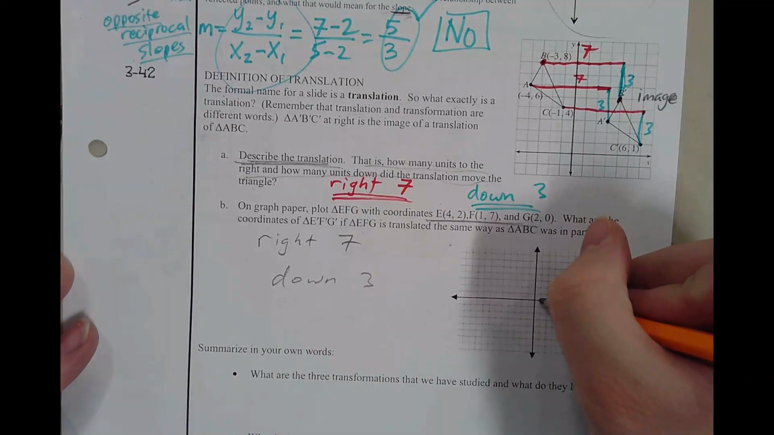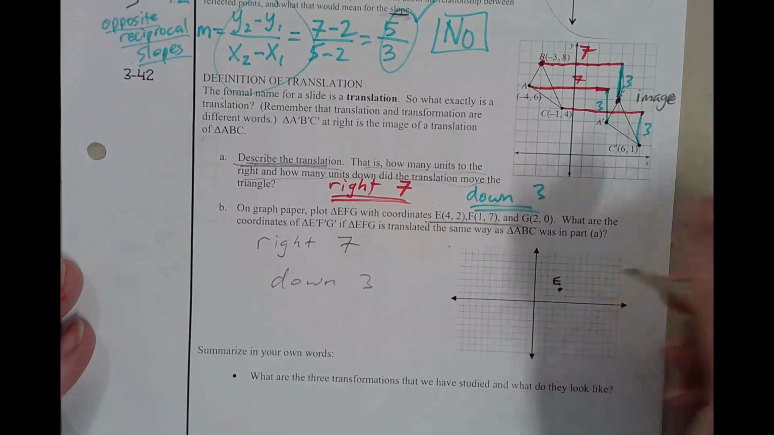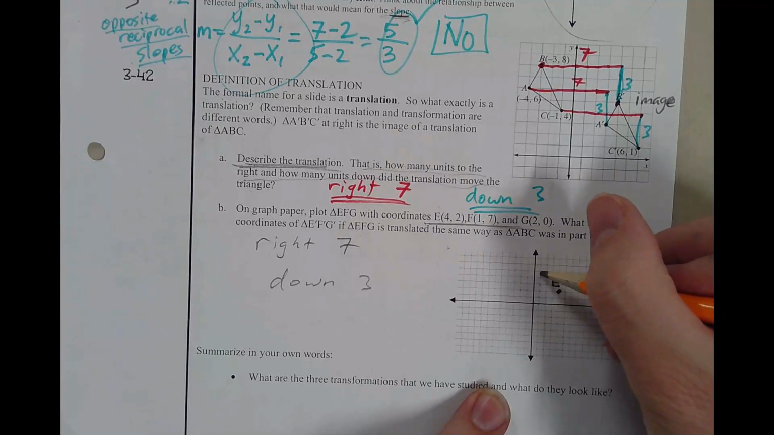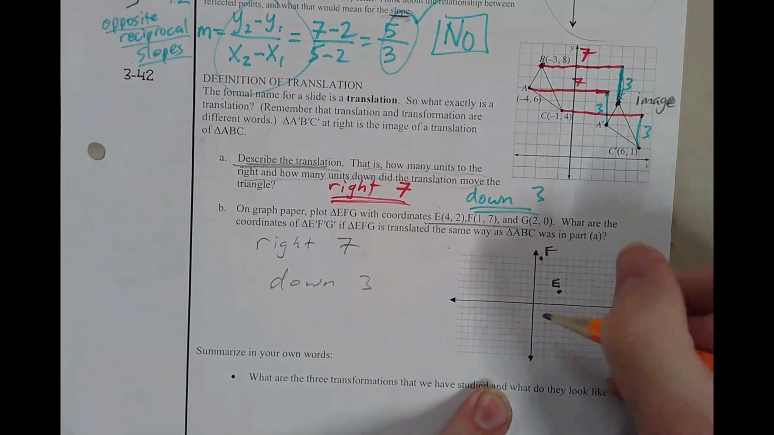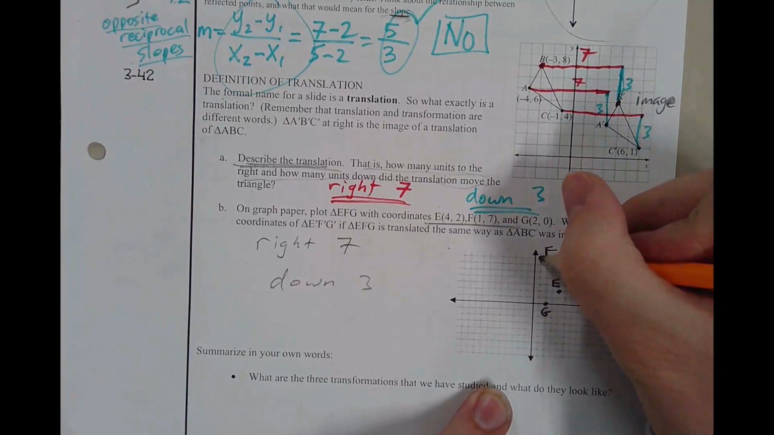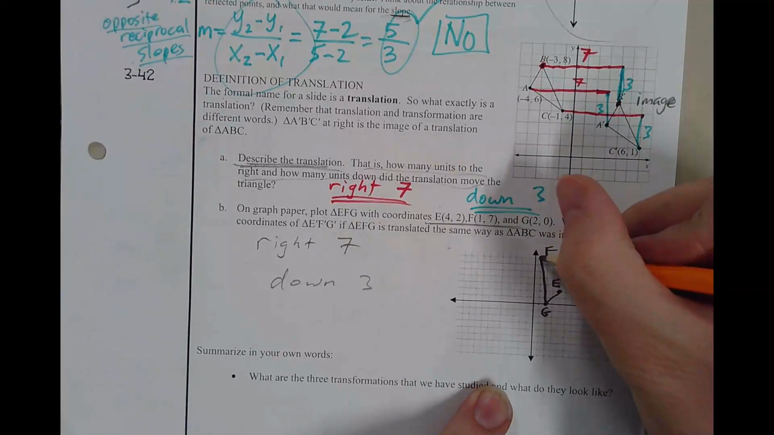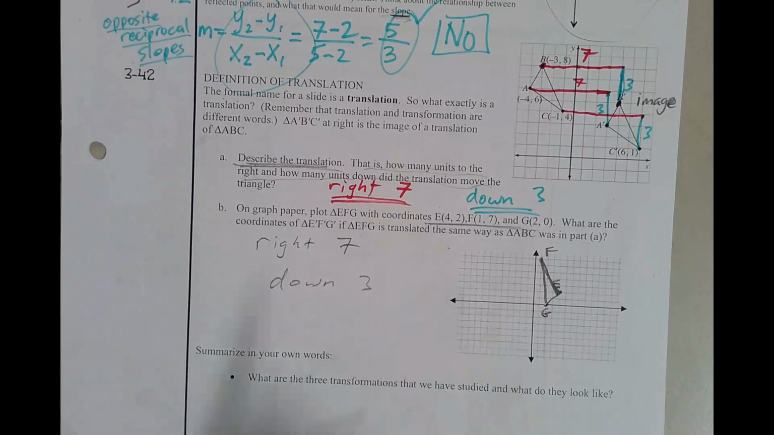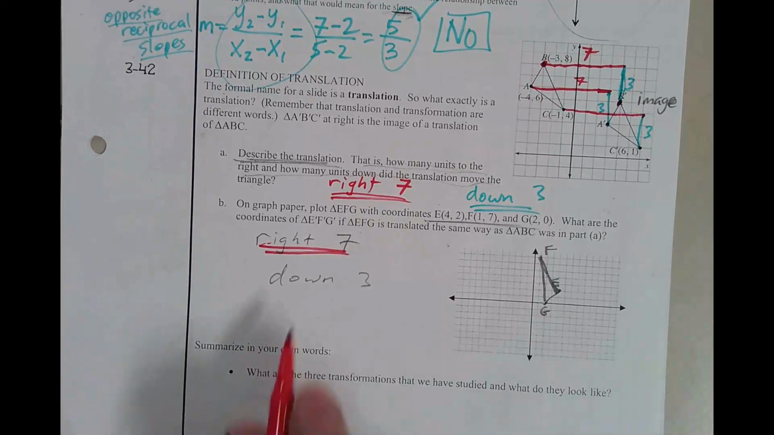All right, let's see. So 4, 2 is point E. 1, 7 is point F. G is 2, 0, right there. So connect those dots. I think they want us to connect the dots to make a triangle, right? Yeah, triangle EFG. And it says we have to move that right 7 and down 3.